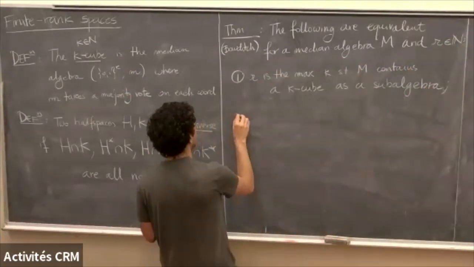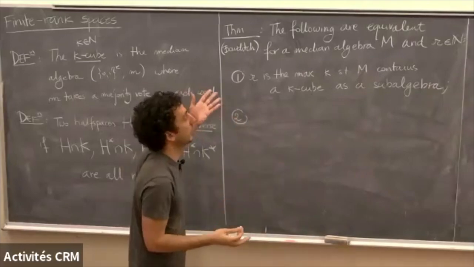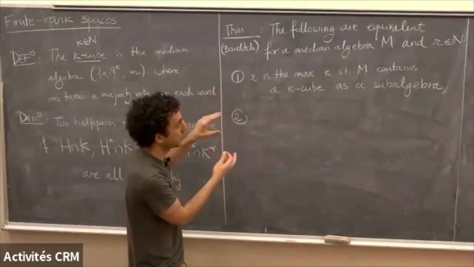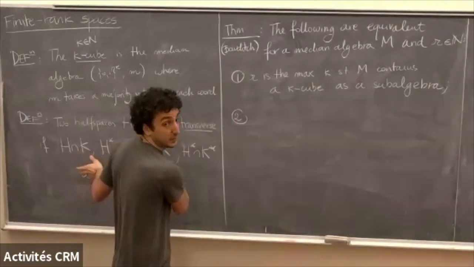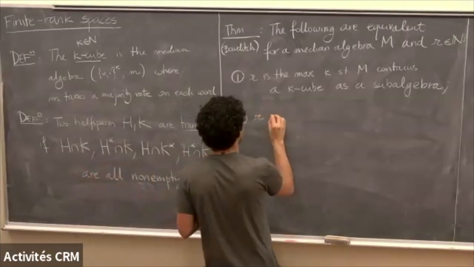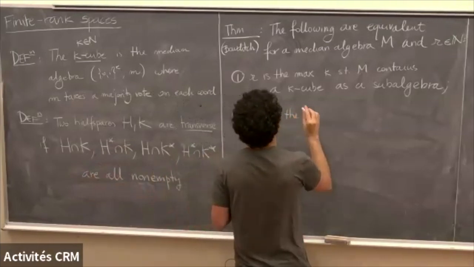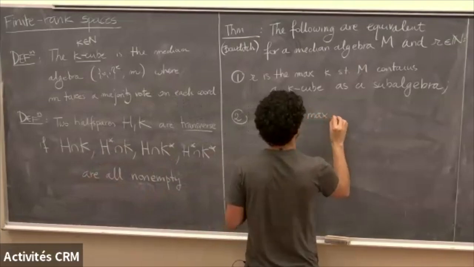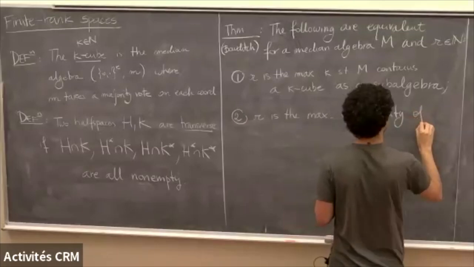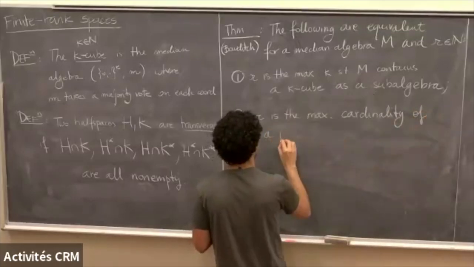Number two. This works like in cube complexes. If you want to define the dimension of a cube complex, it's either the largest dimension of a cube or the highest cardinality of a pairwise transverse set of half spaces. So R is the maximum cardinality of a pairwise transverse set of half spaces.